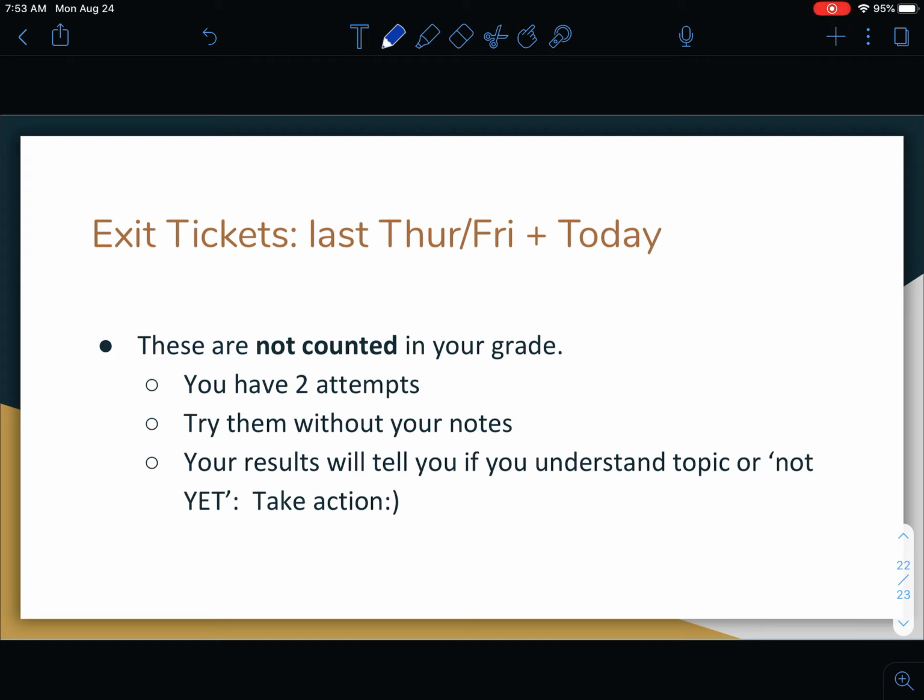Exit tickets. Last Thursday when I saw you, I do not think I was very clear about finishing that exit ticket. So I would love for you to still do that, and I'll make sure that it's still open in Schoology. And then also today's exit ticket has been posted in week 2. So this is in week 1 and this is in week 2. Please remember these are not counted in your grade. So you have 2 attempts. Try them without your notes and see how you do, and then you can always go back and check and then try it again. Your results are supposed to tell you if you understand the topic or not yet.